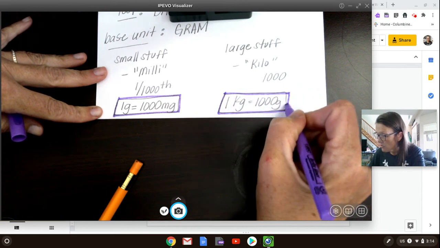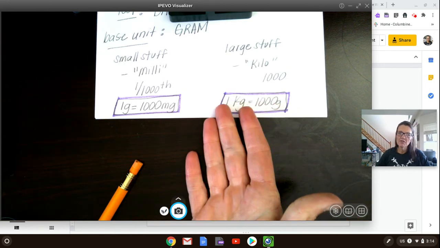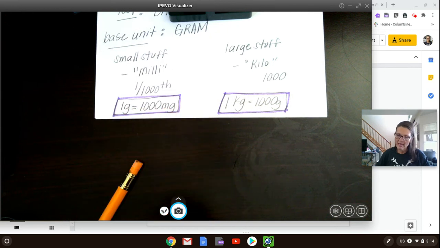And more importantly, you should be able to use those conversion facts to change units. For example, I might give you grams and you have to convert to kilograms for a calculation, or I might give you milligrams and you need to know how many grams that is.